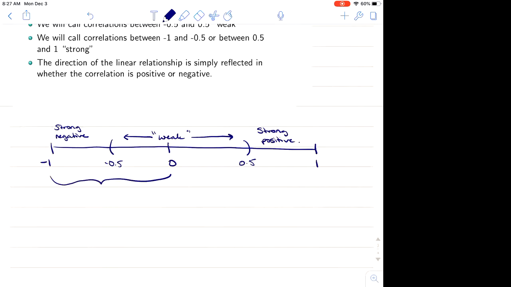So if your correlation's between -1 and 0, you have a negative relationship. And if it's between 0 and +1, you have a positive relationship. And that's why correlation is just a numerical measure of the direction and the strength of this linear relationship.